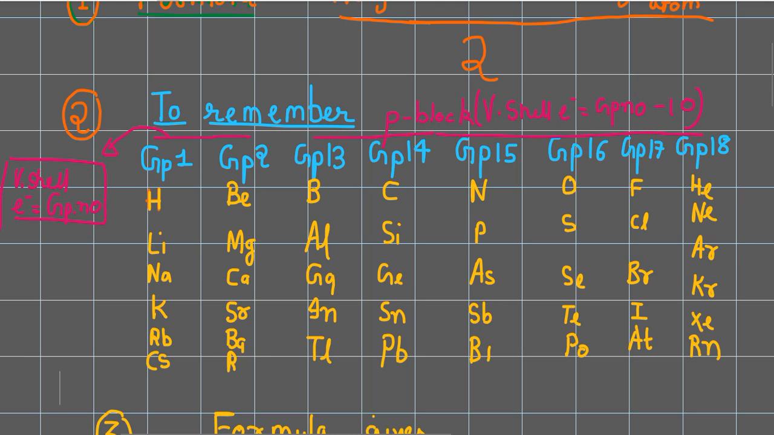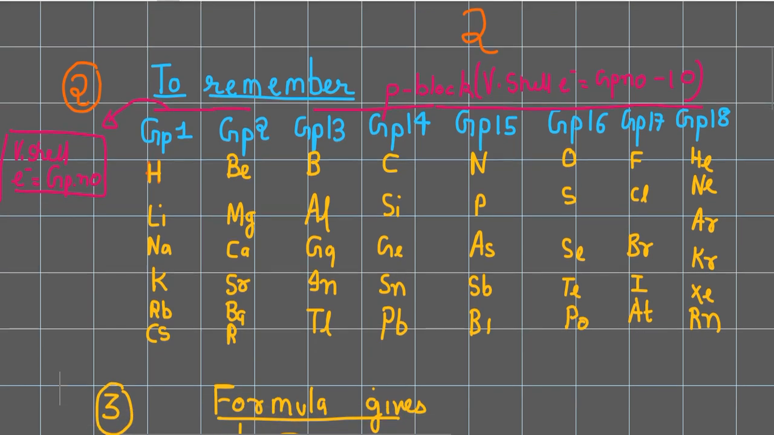Group 1 and group 2 are s block elements. So for calculating valence shell electrons, it is simply equal to the group number. For calculating valence shell electrons for a p block element, you need to subtract 10 from the group number. For example, nitrogen belongs to group 15. So valence shell electrons in nitrogen is equal to 15 minus 10, that is 5, and so on.